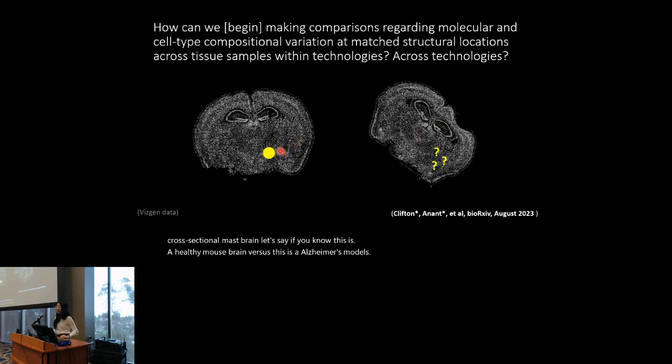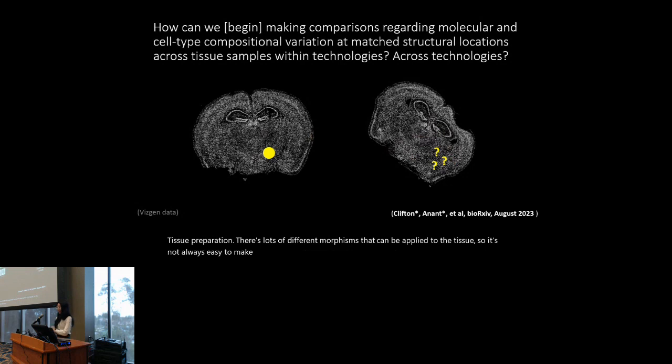If I wanted to ask, what is the gene expression at this particular region of the thalamus in, let's say, sham or healthy versus the disease model, well, it's actually a little bit challenging to make that comparison, because when you do your sectioning, when you do your tissue preparation, there's lots of diffeomorphisms that can be applied to the tissue, so it's not always easy to make that comparison.